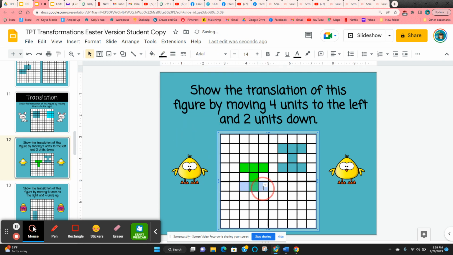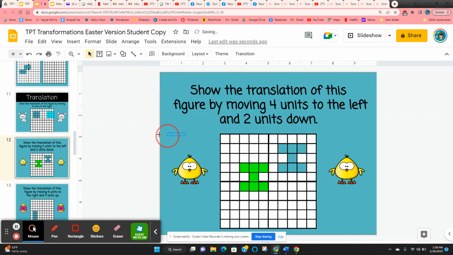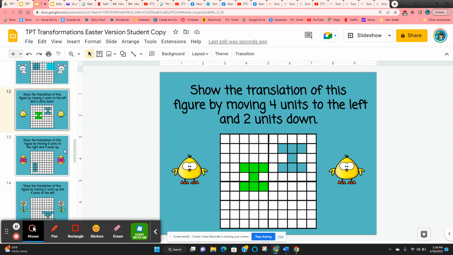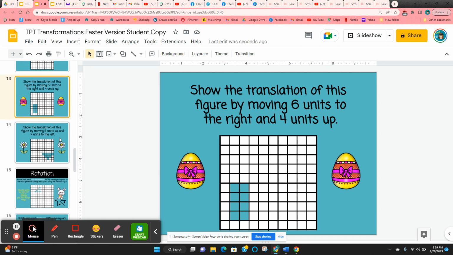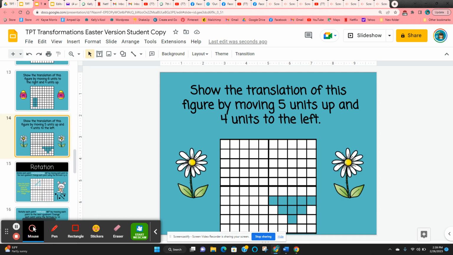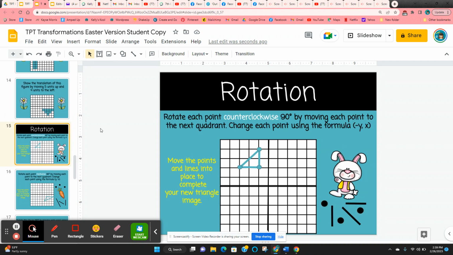And so this is fun for the students. They enjoy doing this. Might take a little bit of practice for some of them. Okay, so they translated 4 units to the left, 1, 2, 3, 4, 2 units down. Next one, they're going to translate 6 units to the right and then 4 units up. And another translation. And then we're going to move on to rotation.